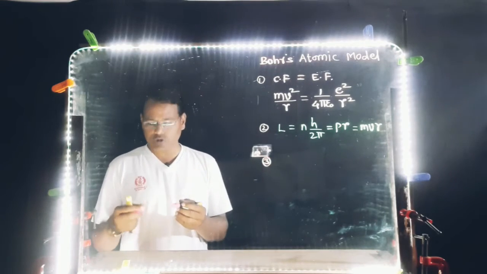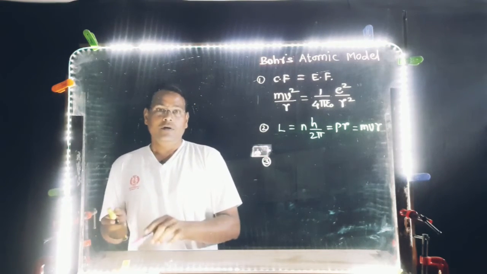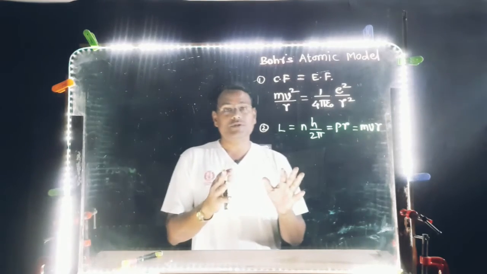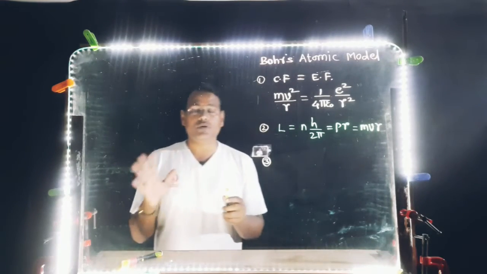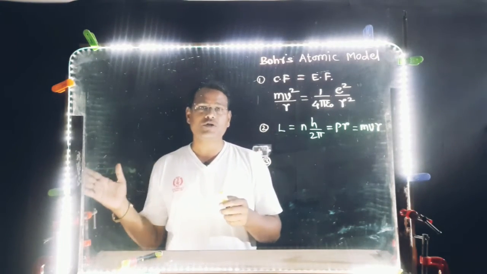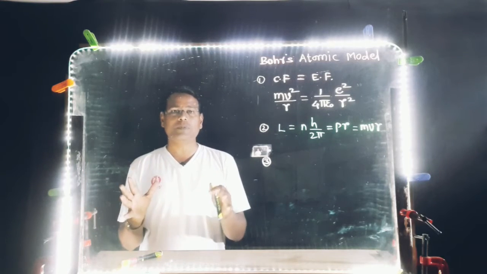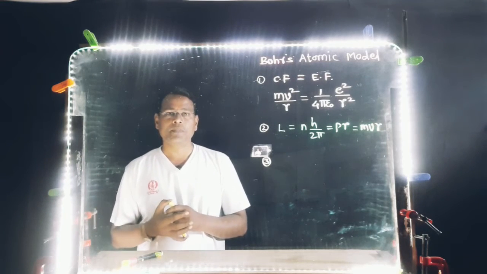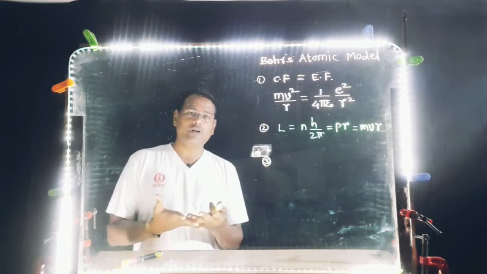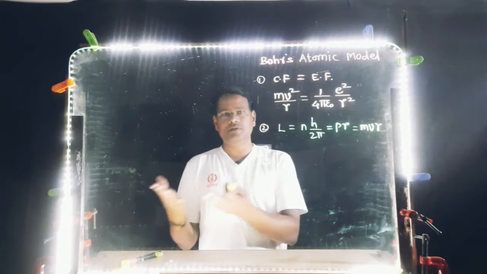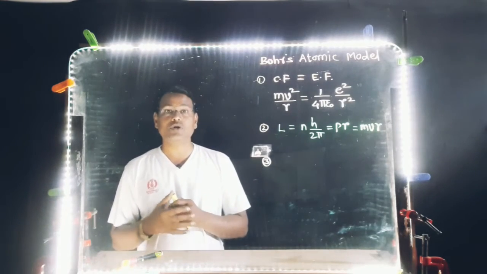Third postulate. It is also an important part. What was the problem with Rutherford and Thomson's model? Thomson's model cannot explain how energy is radiated. Rutherford also cannot explain how energy is radiated. We have seen this in its drawbacks.